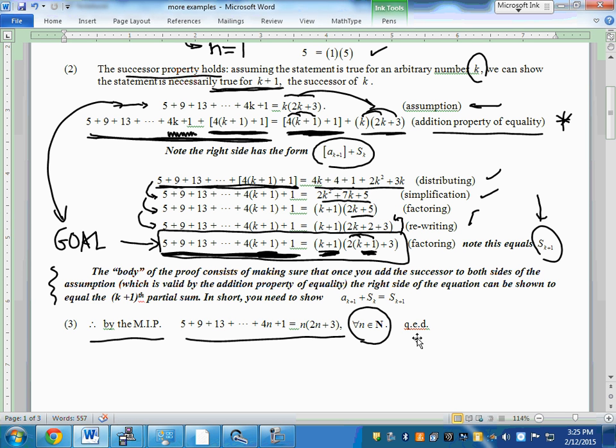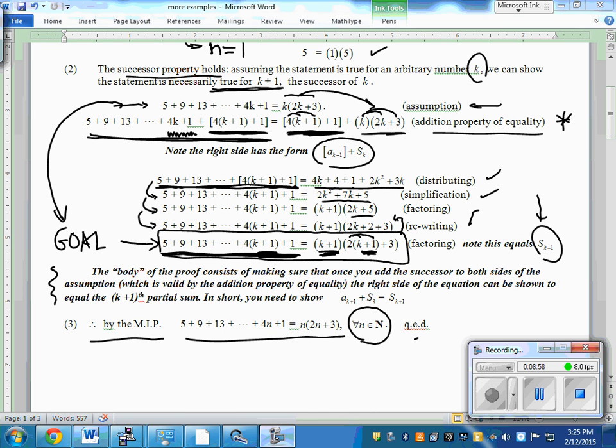Look at these on your class page. We're going to practice these on Friday. I'll go and put together another 6 or 7 of these series proofs, and we'll do them tomorrow for homework. Okay? Thank you.